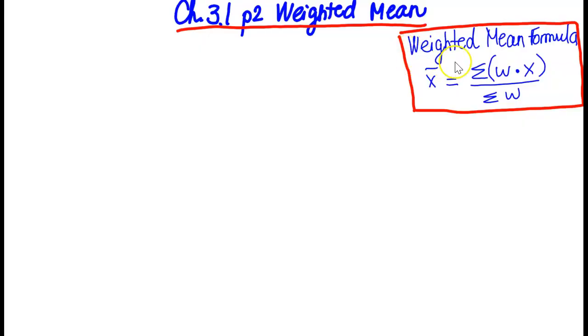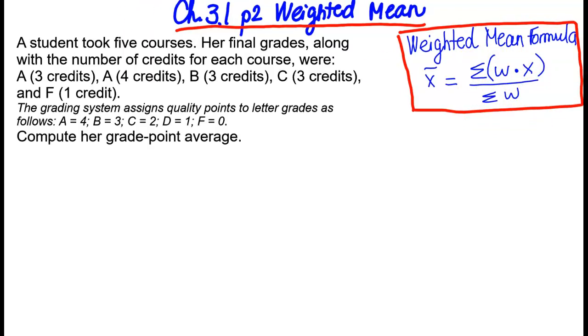To calculate the weighted mean, multiply the weight of each category by the value of that category, add the products up, and divide by the sum of the weights. Let's review the following example.